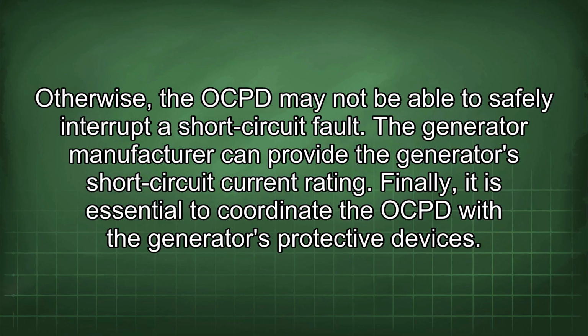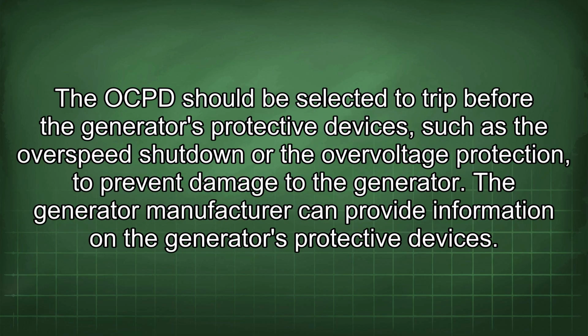Finally, it is essential to coordinate the OCP with the generator's protective devices. The OCP should be selected to trip before the generator's protective devices, such as the overspeed shutdown or the overvoltage protection, to prevent damage to the generator. The generator manufacturer can provide information on the generator's protective devices.